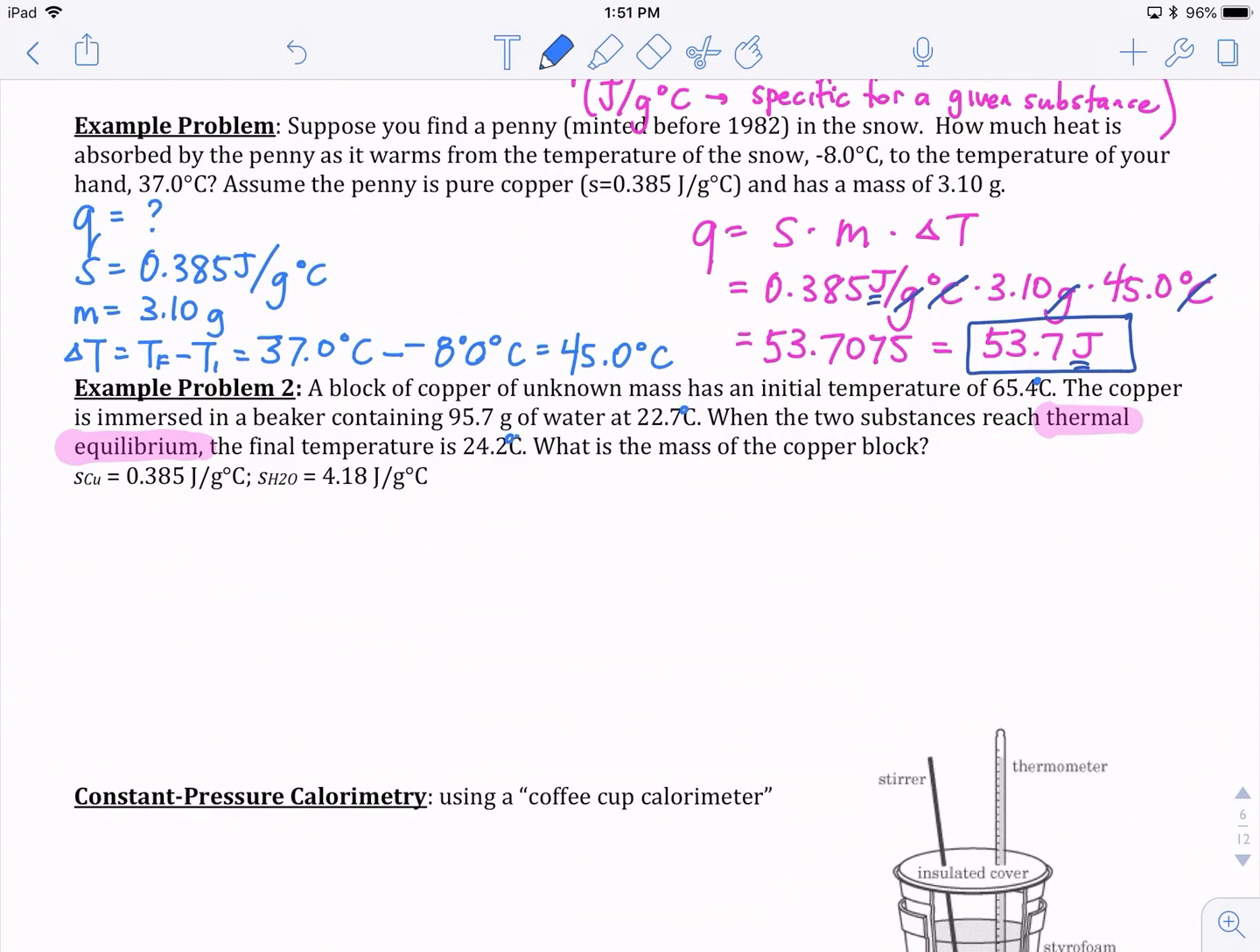And then the specific heat of water is given to you as well to 3 significant figures. So let's think about this problem. We have a cup of water. How much water do we have? Well, we have 95.7 grams of water to be exact. And that 95.7 grams of water is at 22.7 degrees Celsius.